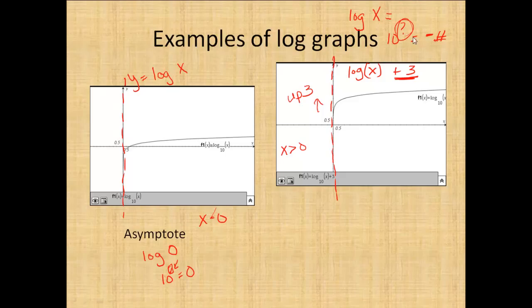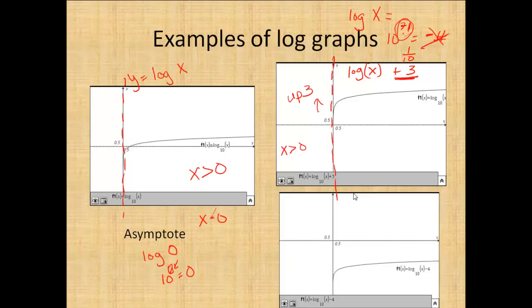And you might be thinking, well, what about a negative exponent? But remember, negative exponents just move you to the denominator of the fraction. So if I had put in like a negative 1 here, that would be 1/10. It's still a positive number, so we can't get a negative. Therefore, our domain for this one is x has to be greater than 0. Same thing with our original one. Our domain was x has to be greater than 0. Our asymptote is at 0.